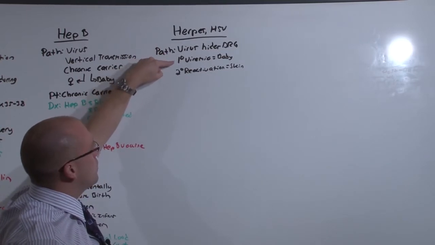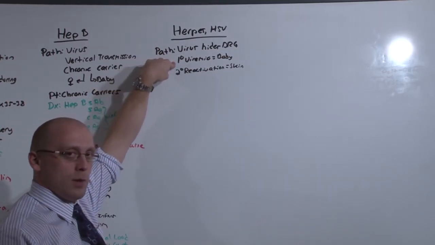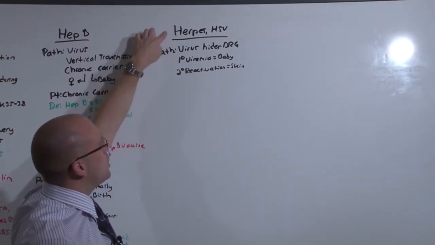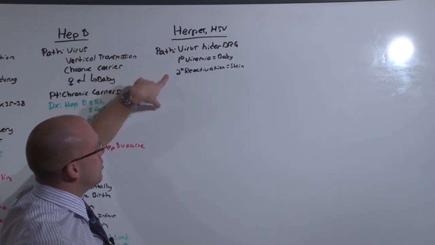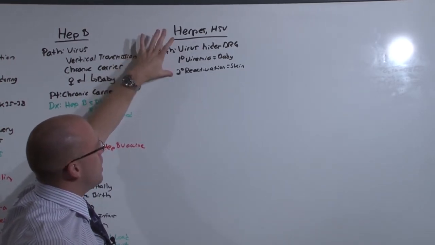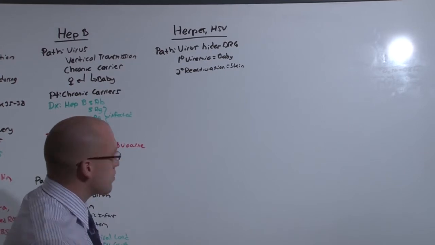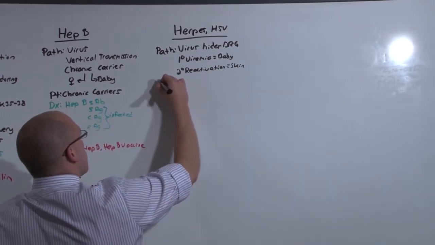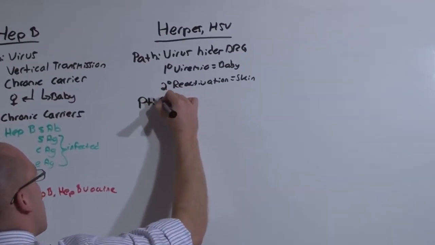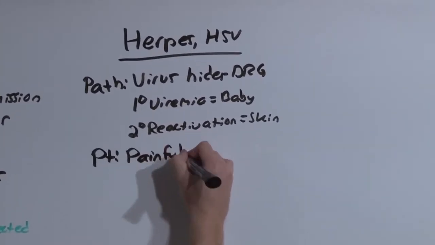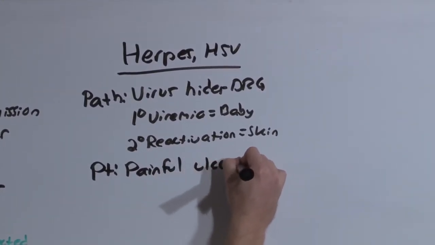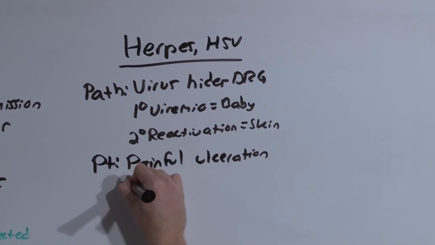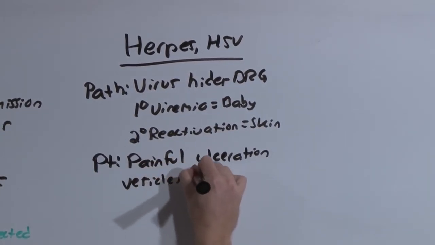On a primary infection, you'll have the primary viremia. So that if mom has had herpes previously, her only risk to baby is reactivation. You'll be able to diagnose mom with herpes because she'll have painful ulcerations or vesicles on an erythematous base.